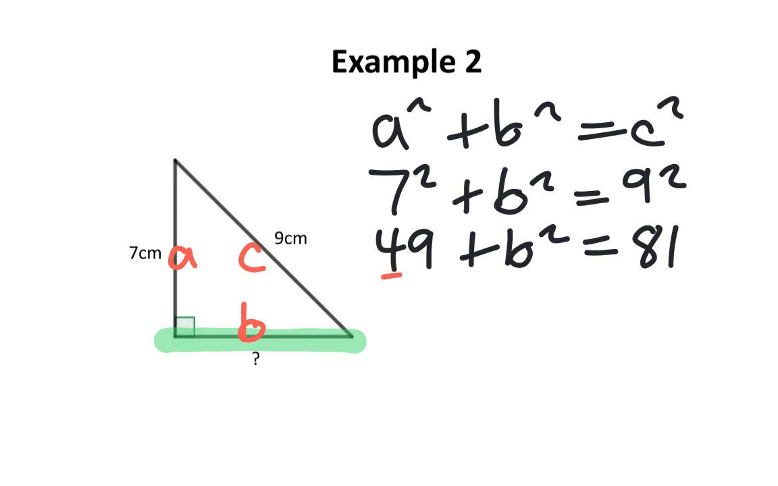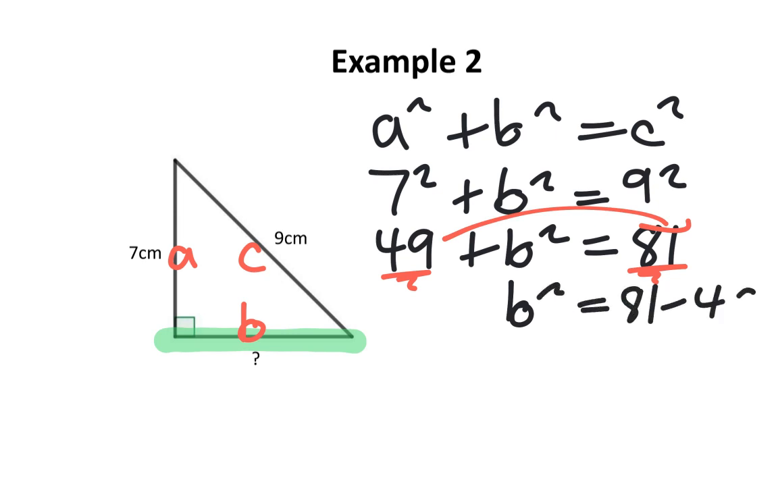You'll see that there are like terms over here and over here. I'm going to collect like terms by bringing this 49 to the other side of the equation. And when you do so, it is no longer positive, it becomes negative. Let's simplify the right side of this equation. So 81 subtract 49 is 32.